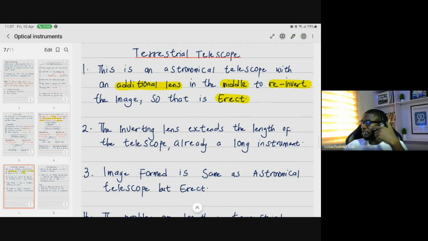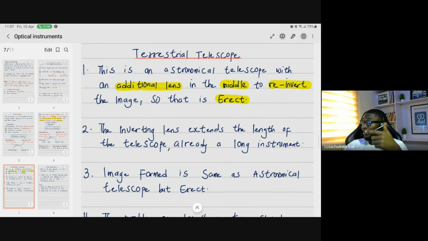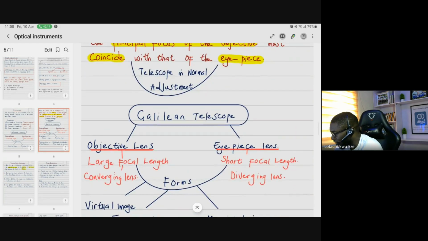Now, the next one is your terrestrial telescope. Am I pronouncing this well? Terrestrial telescope. Right, I'm correct, isn't it? Good. Now, the terrestrial telescope is also an astronomical telescope, but this time around, it has an additional lens in the middle. To do what? To reinvert that image so that it is erect. So that is the key thing about your terrestrial telescope.